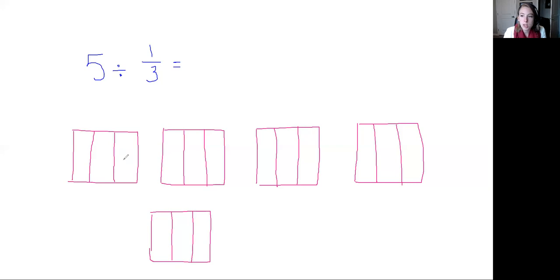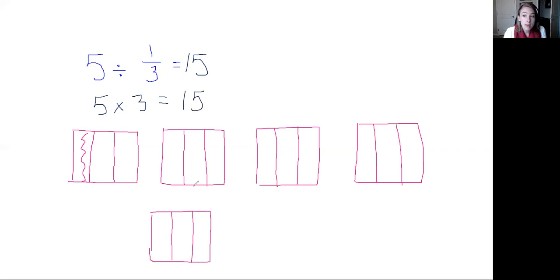So I need to figure out how many people I can feed. Each person is going to eat one of these thirds. So I can count my thirds, or I could say, okay, I have 3 servings in each pizza. Can you see that? There are 3 1/3 servings. So I could skip count 3, 6, 9, 12, 15 servings. 15 servings. Or I could do my multiplication. I have 5 wholes, and there are 3 servings in each whole, so that's 5 times 3 equals 15.